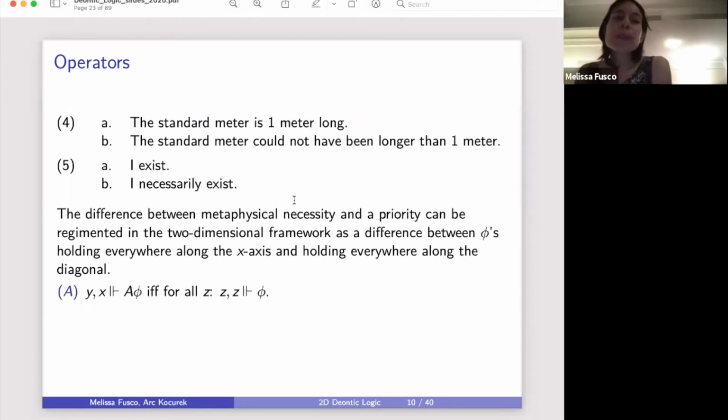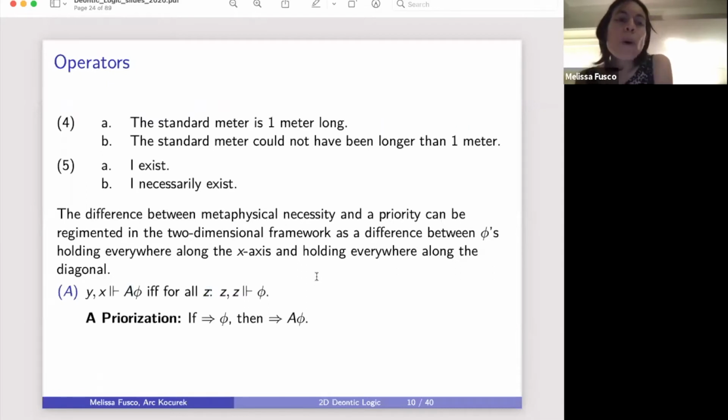So the difference between metaphysical necessity and a priority, maybe we want to say these sentences are a priori, can be regimented in the 2D framework as a difference between some sentence phi holding everywhere along the x-axis, that's kind of our metaphysical necessity dimension, and holding everywhere along the diagonal. So we can introduce this operator, A for a priori, and we'll say yx satisfies a priori phi just in case for all z, so just quantify away from both of these points, zz satisfies phi.